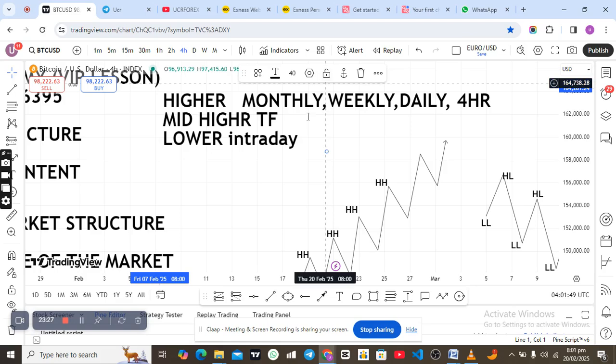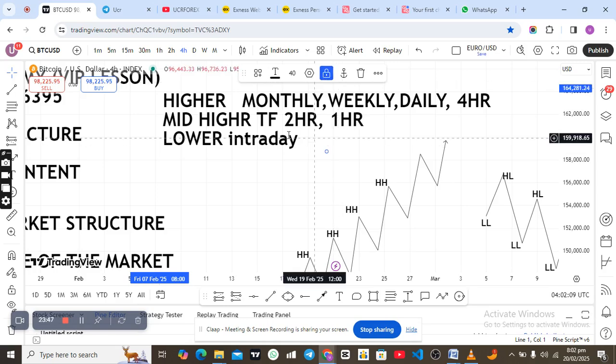We have top down analysis as part of this particular lesson, so when we get to that place, you will see how all these things are done. So when you are on higher time frames, like the monthly, weekly, daily and 4 hour time frames. When you consider the mid higher time frame, this is what we say about the market on the 2 hour and 1 hour time frame. So this is the way we call a mid higher time frame.